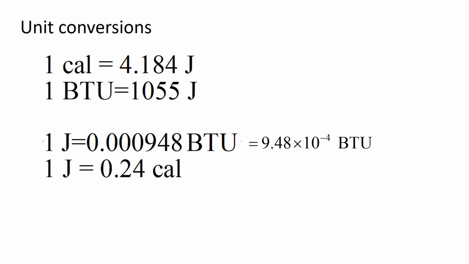So there must be a way to convert from one unit to another. The unit conversions are given here. 1 calorie is equal to 4.184 joules. 1 BTU is equal to 1055 joules. So also you can do the reverse conversion. 1 joule is 0.000948 BTU, or 9.48 times 10 to the negative 4 BTU, and 1 joule is 0.24 calories.